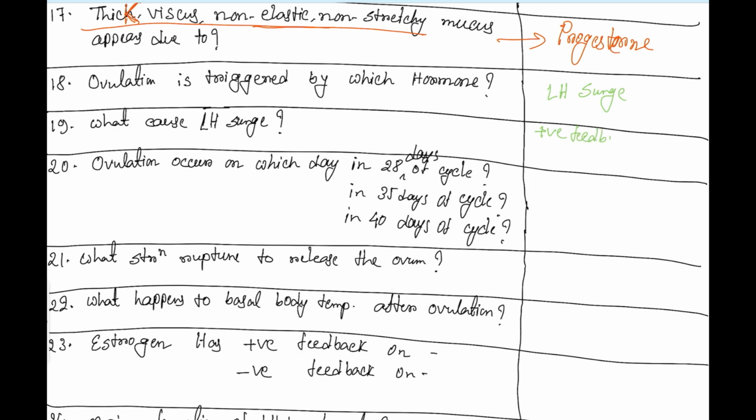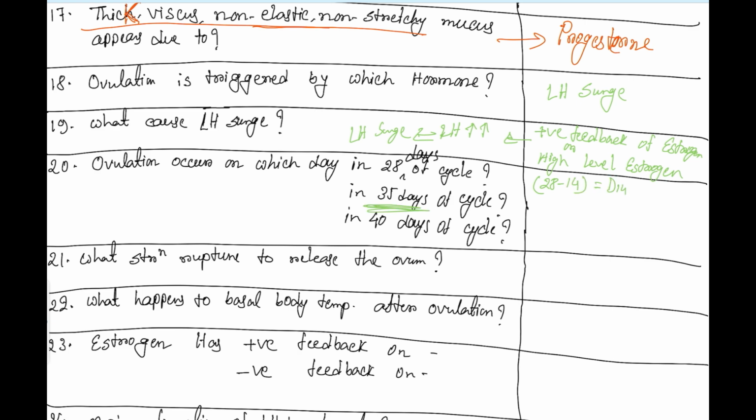Positive feedback of estrogen, or high level of estrogen. High level of estrogen shows its positive feedback on LH at the anterior pituitary. As a result, LH reaches its peak level and we call it LH surge. If I ask you ovulation occurs on which day in a 28 day cycle, you will answer it as 28 minus 14. The answer will be day 14.